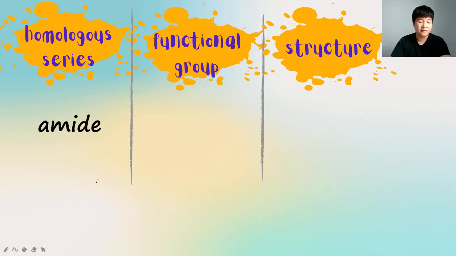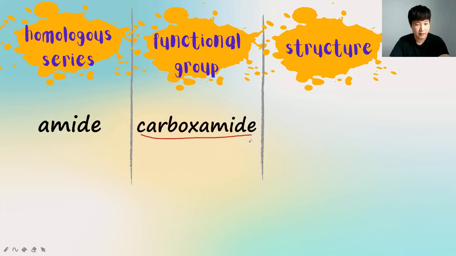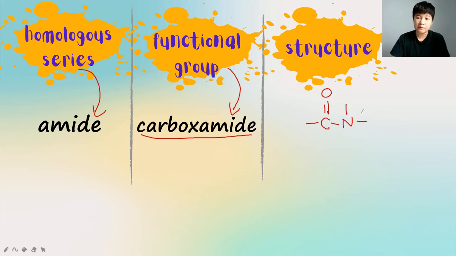Next, you can have amide. Amide over here, the functional group is carboxamide. Alright, so amide is the homologous series. Functional group is carboxamide. How should the structure look like? Carboxamide is the C double bond O bonded straight or directly to nitrogen. Carbon can have four bonds, so carbon will have one more bond over here. Nitrogen can have three bonds, so nitrogen will have another two bonds over here. The bonds can be bonded to hydrogen or carbon, it doesn't matter.